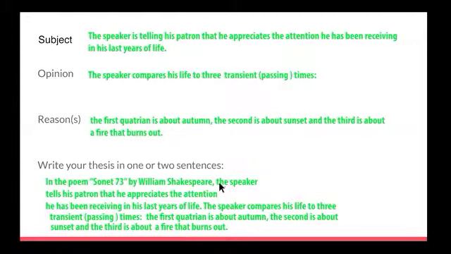So here we have tag, our introduction, and then our thesis, okay? In the poem Sonnet 73 by William Shakespeare, the speaker tells his patron that he appreciates the attention he has been receiving in his last years of life. The speaker compares his life to 3 transient passing times. Transient means passing. The first quatrain is about autumn, the second is about sunset, and the third is about a fire that burns out. Okay?